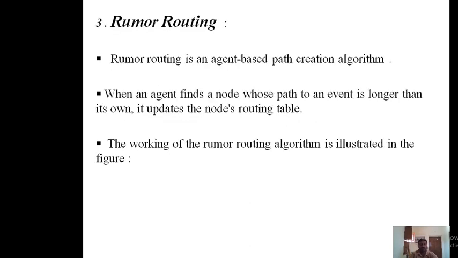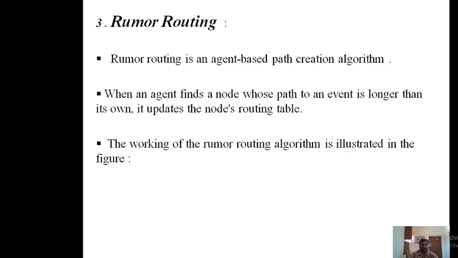Then come to the third one, which is rumor routing. Rumor routing is an agent-based path creation algorithm. When you want to transfer data in the network from one node to another node, you must create the paths. To create the paths, we use different algorithms. On that basis, rumor routing uses an agent. With the help of the agent, it creates the shortest path and sends the data from one node to another node. We will go through the points.